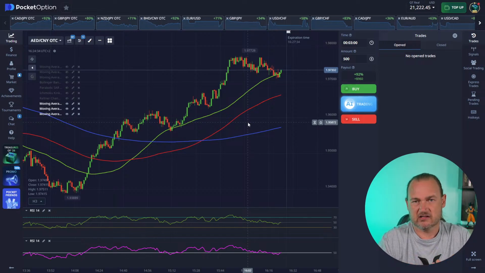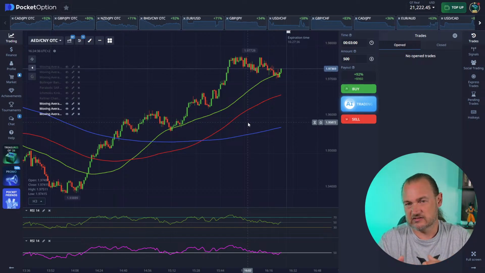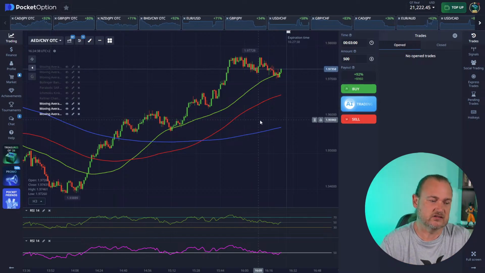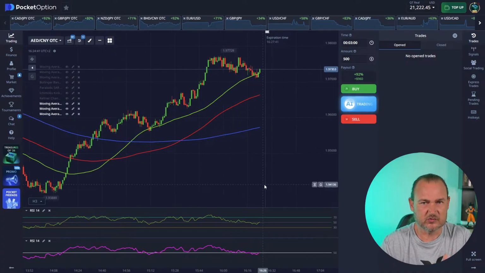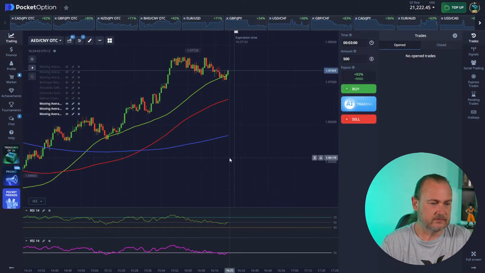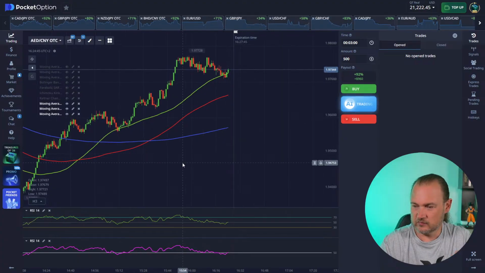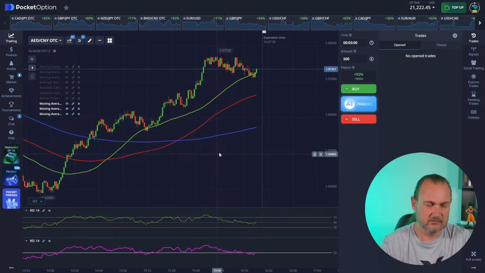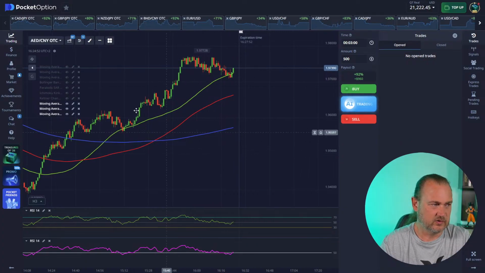If you understand now that the RSI shows you momentum, and you can start using that alongside other indicators, it starts making a lot more sense. I'm trying to think quickly of another example that I might use, but not at the moment.